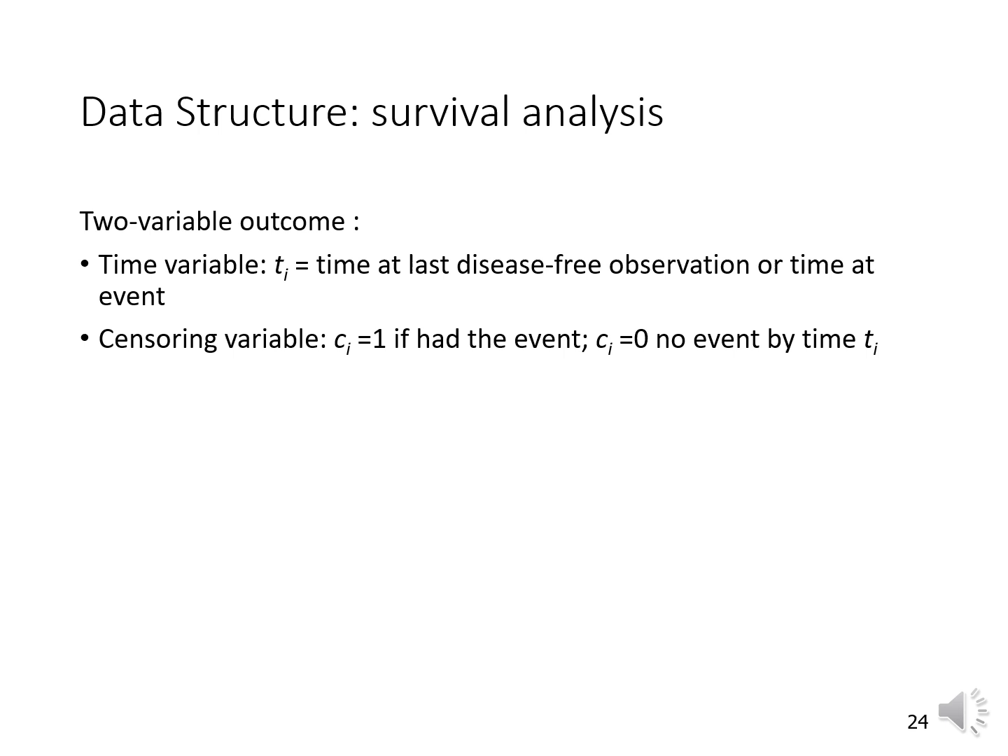So what's the data structure for survival analysis? Each individual has to have two key pieces of information. First is the time variable, which represents either the time to the event or the time to censoring. Okay? Time at last disease-free or time at event. Second is the event indicator, which tells us whether the event actually occurred or not. And this simple structure allows us to apply survival analysis methods effectively.